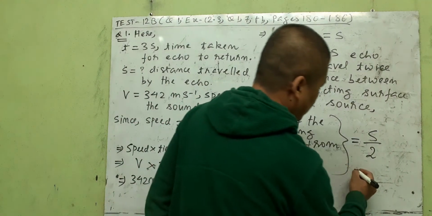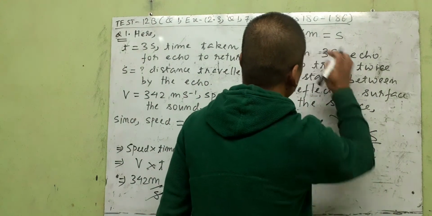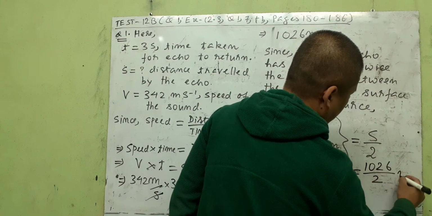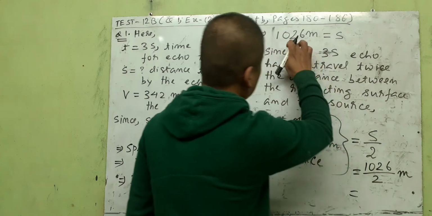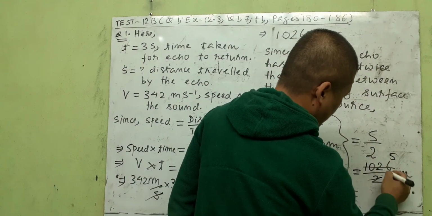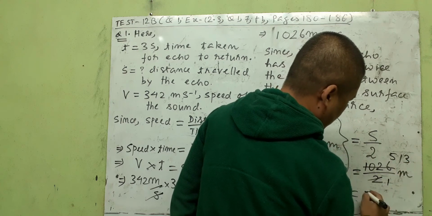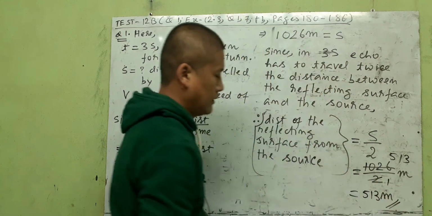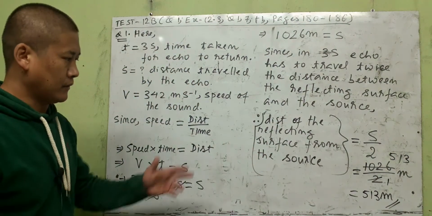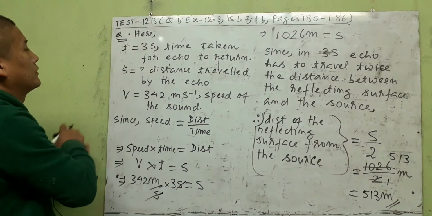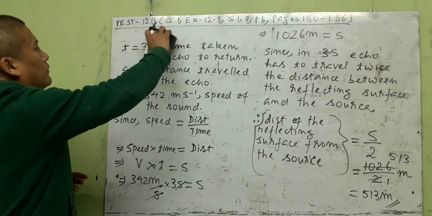The distance traveled by echo, which is here 1026, divided by 2 meter. So here, as you can see, 2 ones are 2, 5s are 10, 1s are 2, 2 3s are 6, so 513 meter is the distance that we need to calculate. So that's your answer. Okay, question number 2 is, sorry, example 12.3.